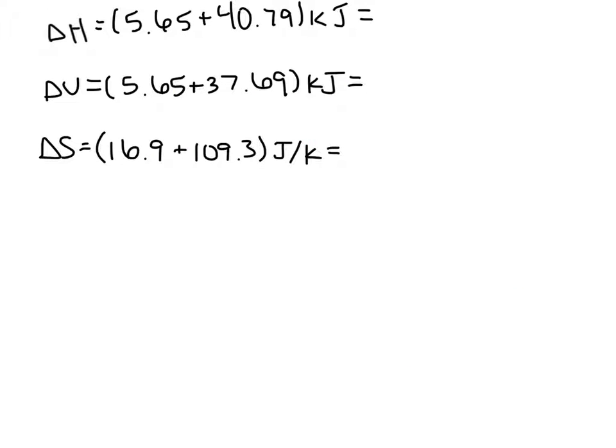To find the values of delta H, delta U, and delta S for the entire process, we add up the values we got for both steps, and we end up with a change in enthalpy of 46.44 kilojoules, a delta U of 43.34 kilojoules, and a delta S of 126.2 joules per Kelvin.